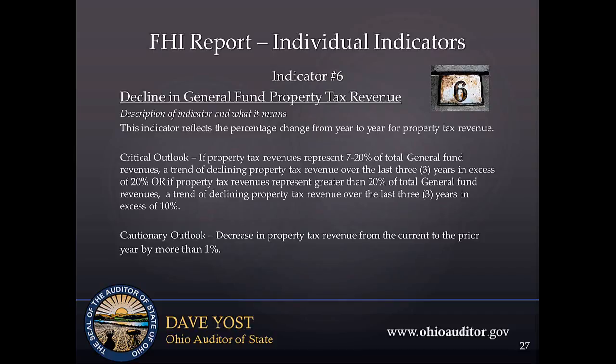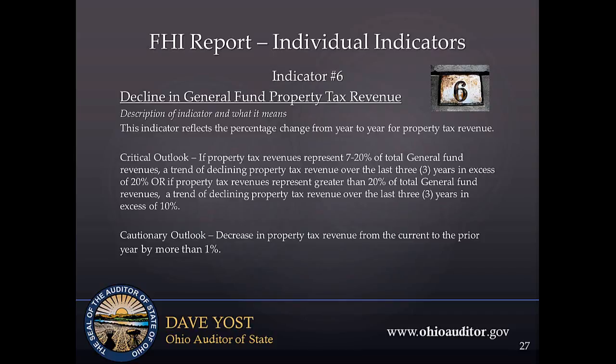Indicator 6 is a decline in general fund property tax revenue. This indicator reflects the percentage change from year to year for property tax revenue. It reflects declines in property tax revenues and is an indication when an entity may be facing financial hardship due to declines in significant revenue sources. It will also reflect the need for additional sources of revenue to maintain stability.